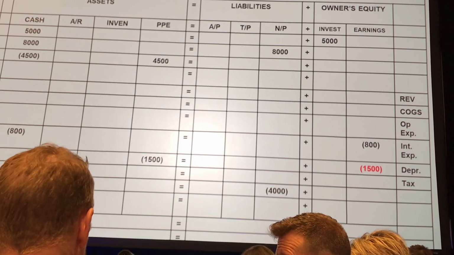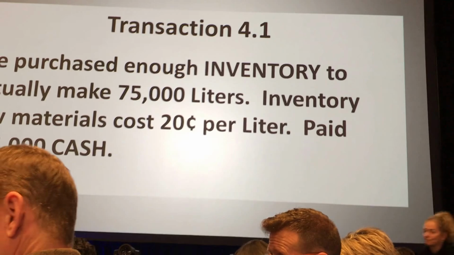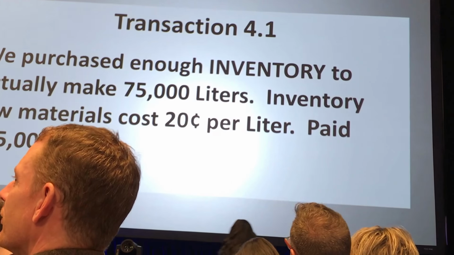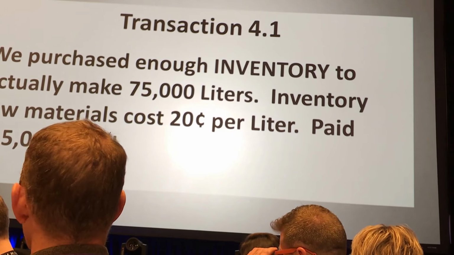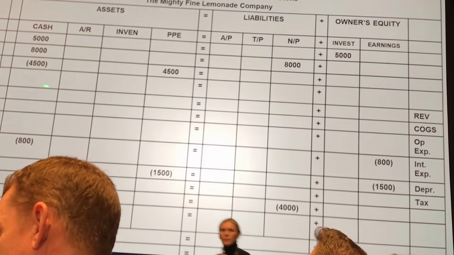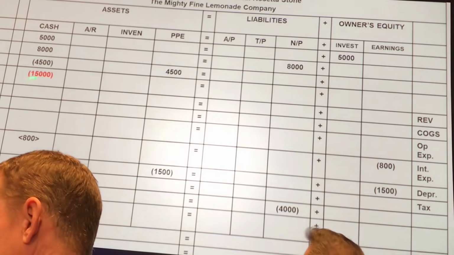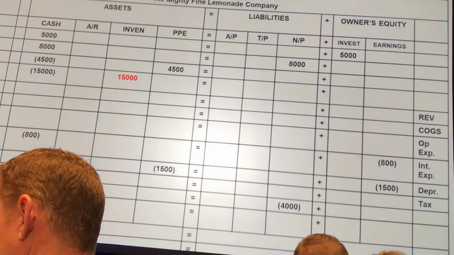Here we go. So, just so everybody's clear, here's where we are. We're on transaction 4.1. We purchased 15,000 of inventory. We used 15,000 of our cash. So I'm going to use 15,000 of our cash. Cash goes down. Inventory goes up by 1,500.